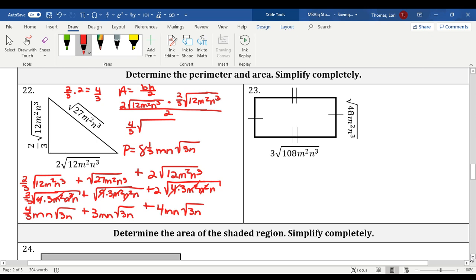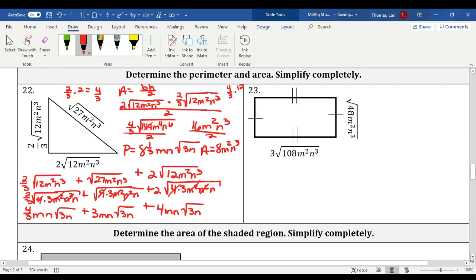12 times 12, 144, m to the fourth into the sixth, all over 2. The square root of 144 is 12. So I have 4/3 times 12. This is going to go 3 into 12 is 4, and 4 times 4 is 16. So I have 16 m squared into the third all over 2. So area equals 8 m squared into the third.